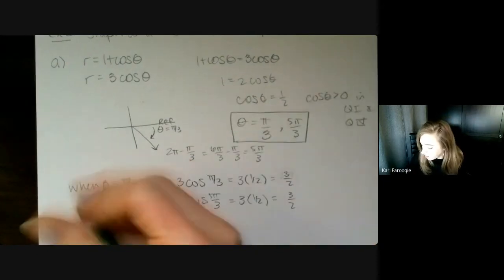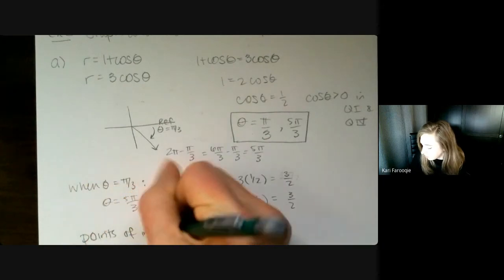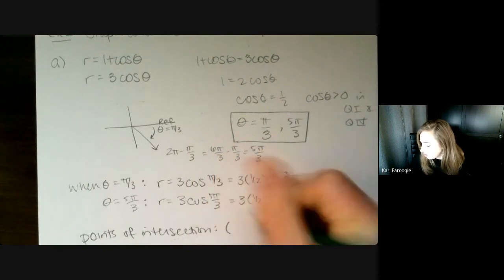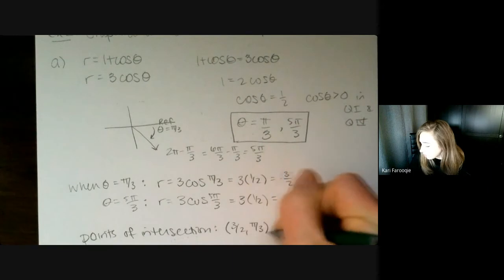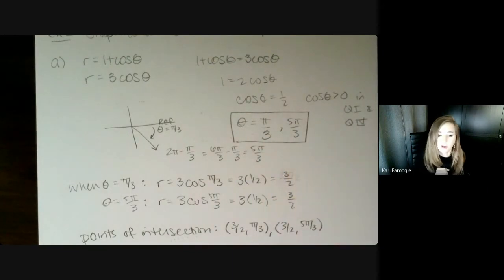Okay, so when we were writing our points of intersection, you're writing your points out as r theta. So you have 3 halves, pi over 3, and 3 halves, 5 pi over 3.